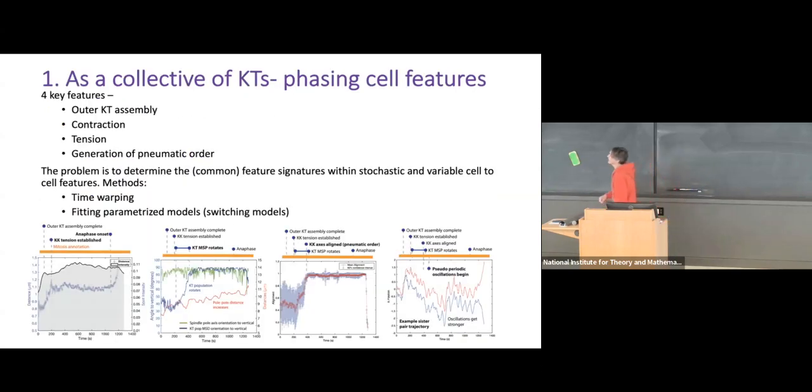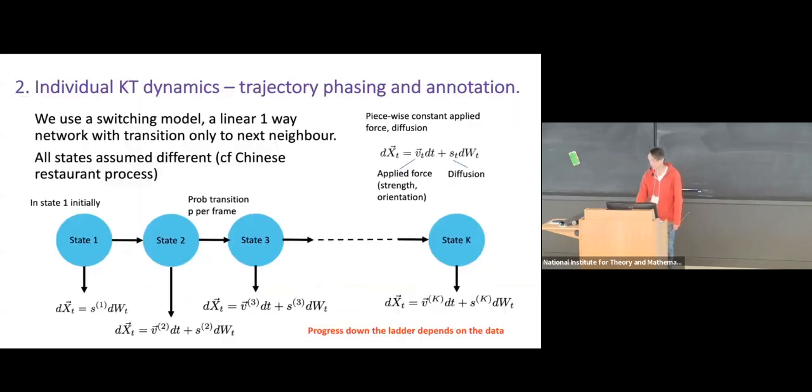Okay, so as a collective, we'd have 4 features: outer kinetochore assembly, contraction, tension generation, and pneumatic order. What we'd like to do is find the relative timings of these, how they move into each other. We've been doing quite a bit of work looking at time warping methods and also fitting parameterized models. It's not very robust, unfortunately, and that's our problem.